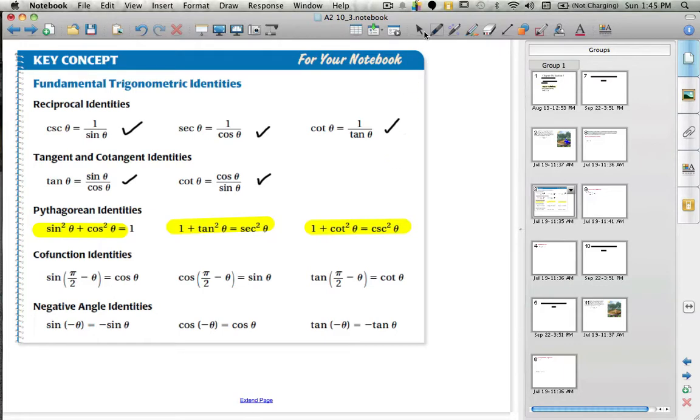Then we have cofunction identities, and they actually are sort of an offshoot of something we've already talked about. Sine of pi over 2 minus theta is equal to cosine of theta. And this is something we talked about before in that for complementary angles, angles that add up to be 90, the sine is equal to the cosine. So we've talked about that when we talked about the unit circle.